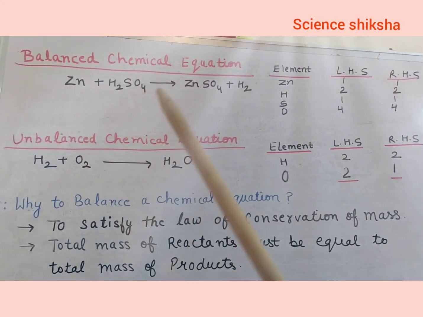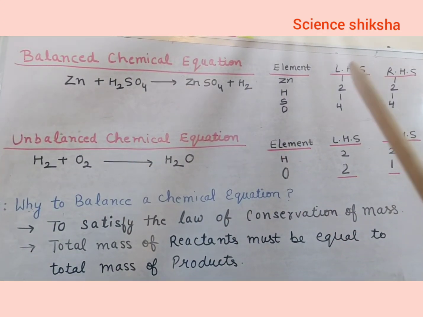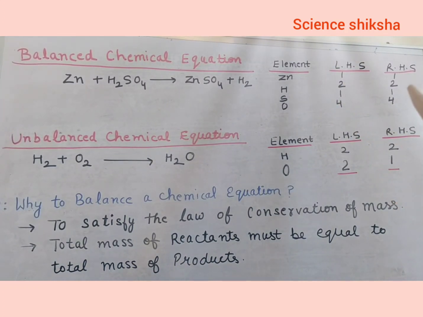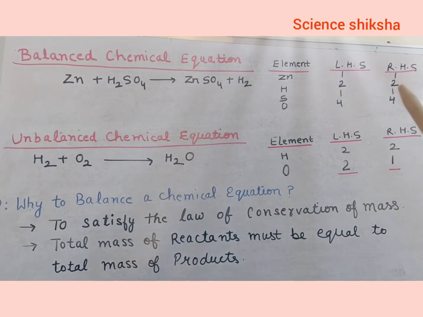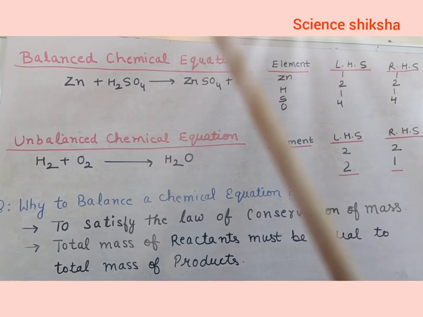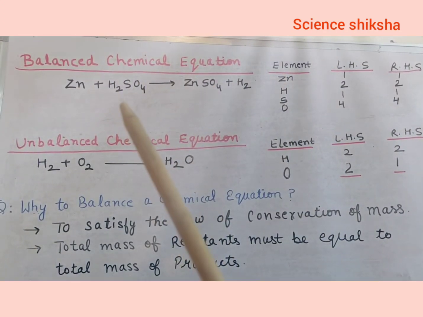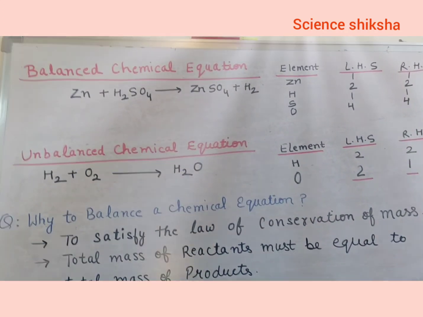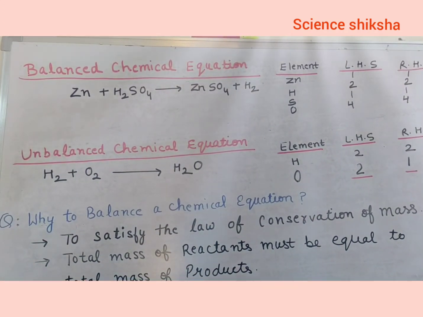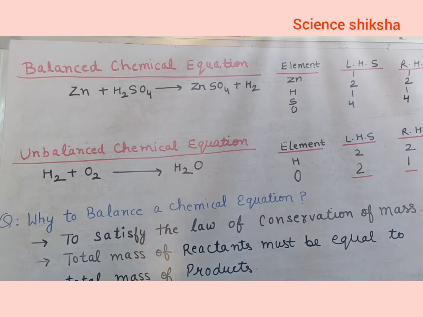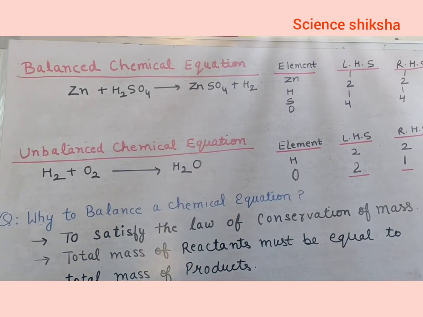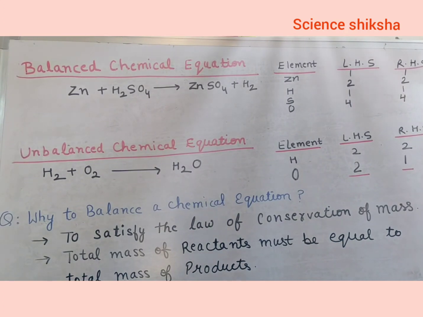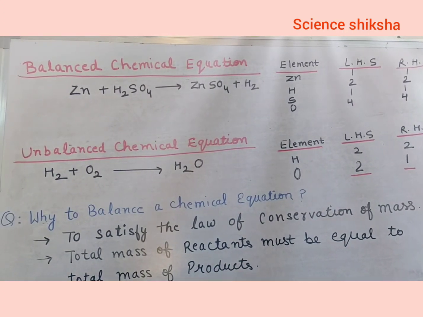So in this chemical equation, the number of atoms of different elements on the left hand side as well as right hand side are equal. So this is a balanced chemical equation. So a balanced chemical equation can be defined as a chemical equation in which the number of atoms of different elements are the same or equal on both the sides of the equation.